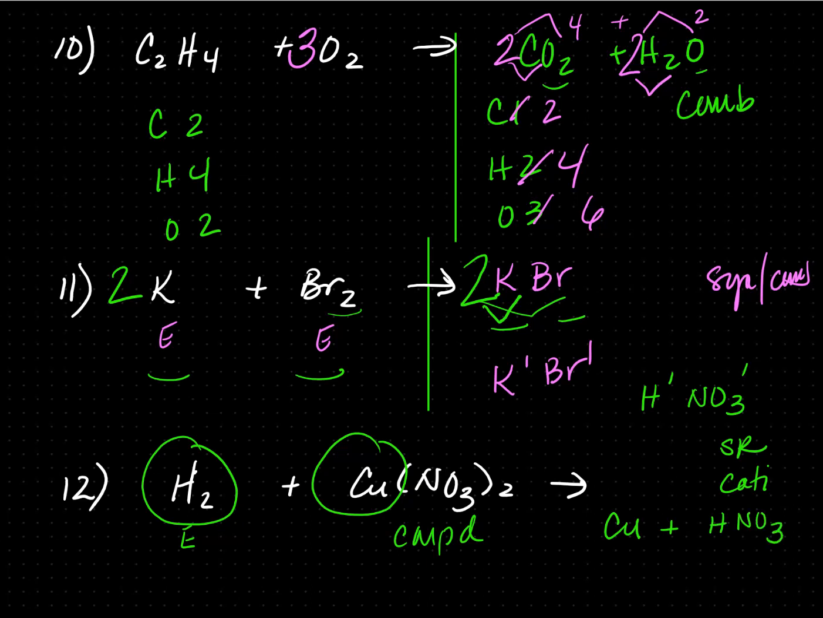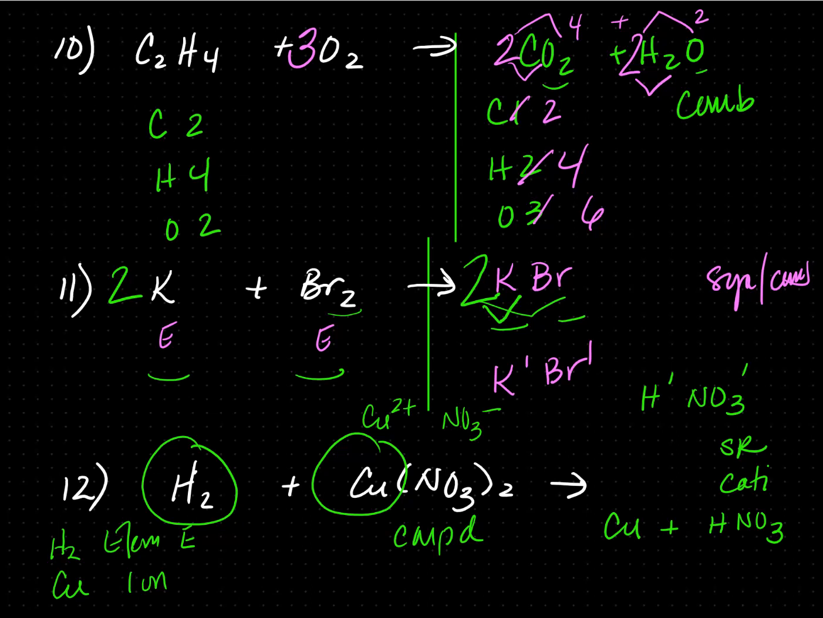Now, since this is a single replacement, we need to look up H2 and Cu. H2 here is the element. Cu is the ion because it took a charge of Cu2+ to combine with NO3-. On the activity series, H2 is higher than Cu, therefore the reaction occurs. And so my products are Cu, or copper solid, and nitric acid.